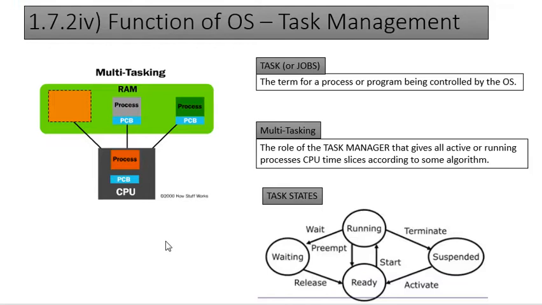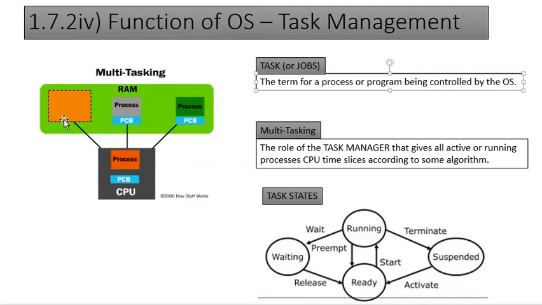Right, task management. So our operating systems these days are known as multitasking. Well, let's get into what a task is first. A task, or a job, is a term for a process or program being controlled by the operating system.